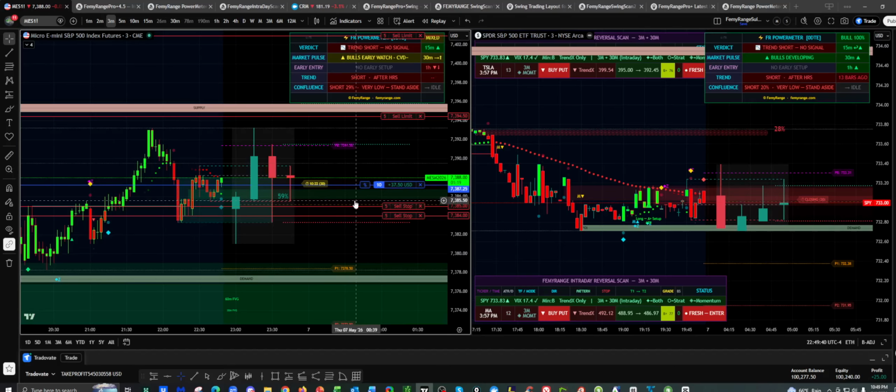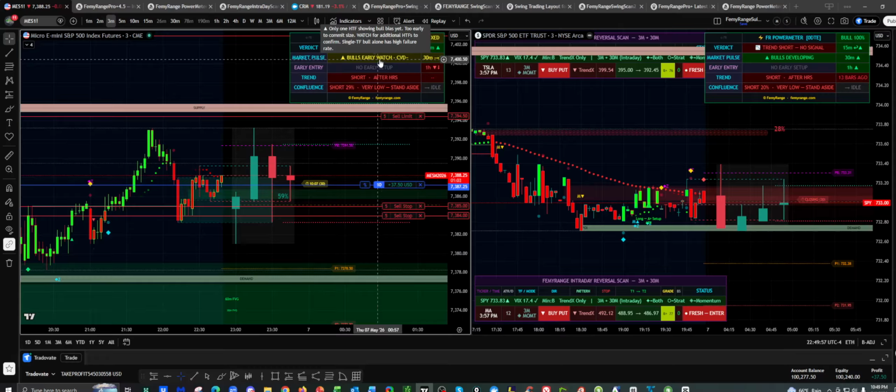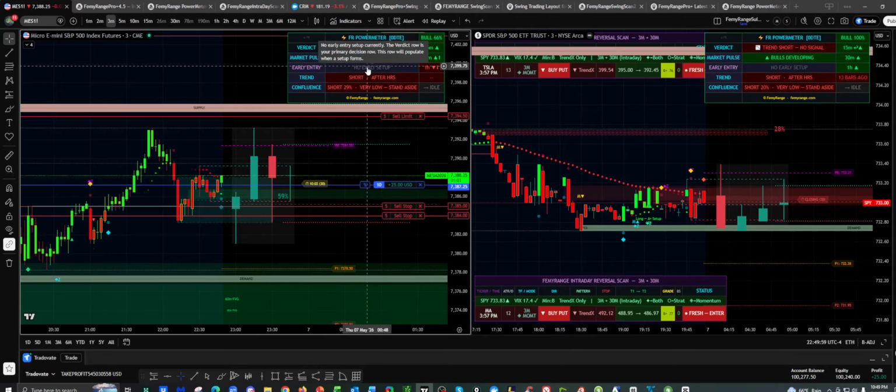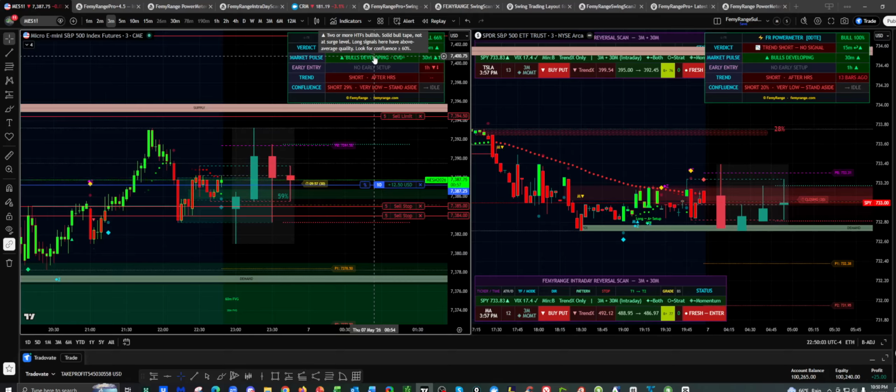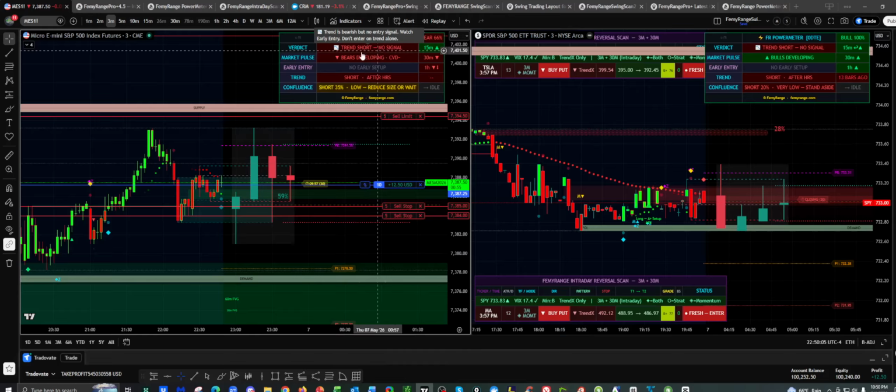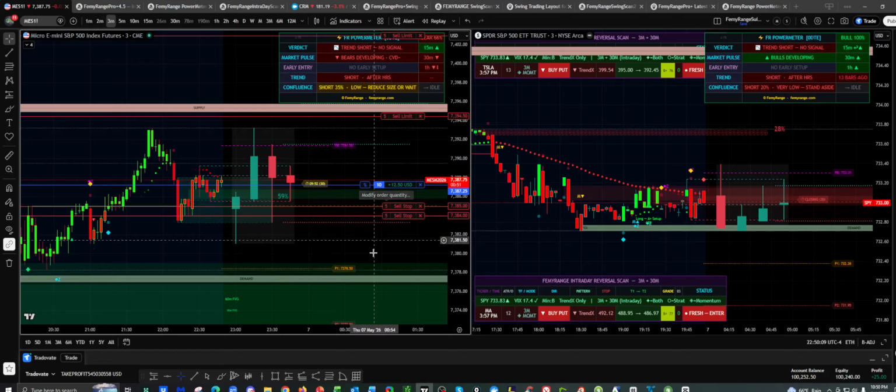Up $25, up 37.50. But we don't focus on how much we're making. We focus on what price is doing. So now we're getting a bull watch on the market pulse. When you put your mouse over it, it tells you what that means. It's saying only one higher time frame, not two or more higher time frames, is bullish. So it's fluctuating between bull and bear. We'll see what it does.